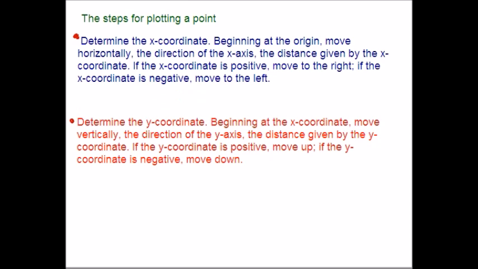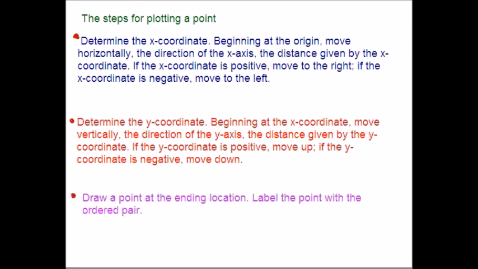After locating the position, draw a point at the ending location. Now you have to label the point with the ordered pair. So you have to name the given x and y coordinates for that point. This should be the final step for plotting a point. Please have a glance over these 3 points. You can note them down as a summarization of plotting a point.